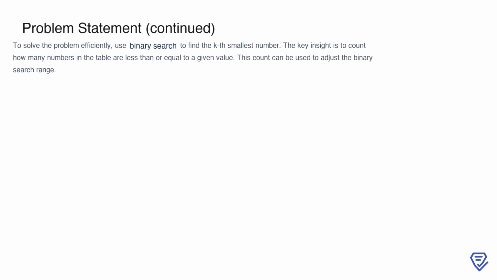To solve the problem efficiently, we use a binary search approach. The central idea is to determine how many numbers in the multiplication table are less than or equal to a given value. This count allows us to adjust our binary search range, gradually narrowing down to the Kth smallest number. This method avoids the need to explicitly generate and sort the entire table, making it suitable even for very large inputs. Additionally, we must consider edge cases, such as when m or n is 1, reducing the table to a single row or column, or when k is at the extreme ends of the range, where the smallest or largest number in the table is the immediate answer.